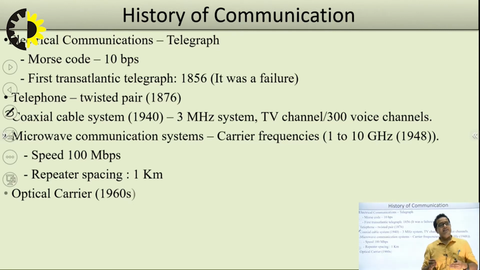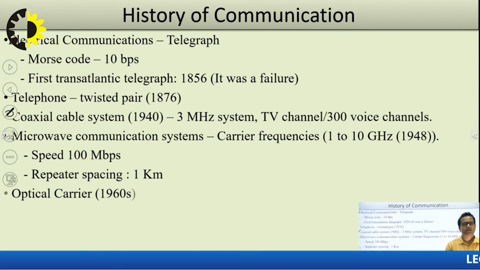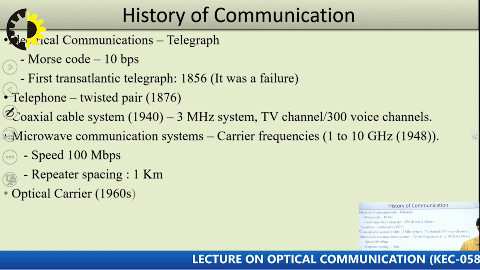After this, in 1876, twisted pair cable came into existence, and it increased the bandwidth capability. After that, in 1940, coaxial cable was introduced, and it could handle 3 megahertz. If it uses 3 megahertz of bandwidth, then obviously one TV channel can be transferred over this link, or the equivalent of 300 voice channels. This coaxial cable also provided a major bandwidth increase in communication history.